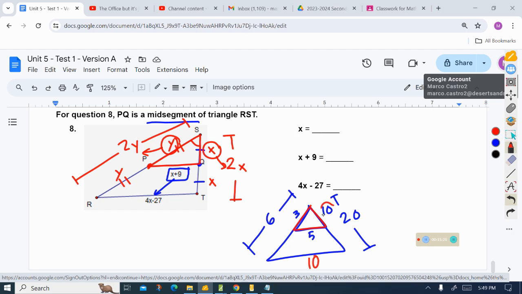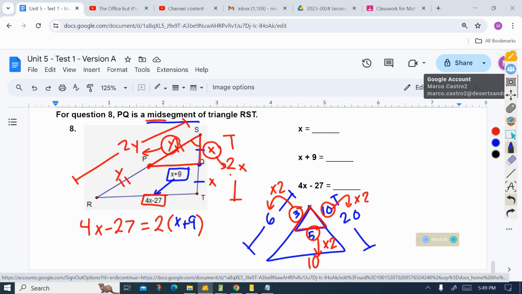All right, so I hope you guys can see, right? 10 times 2 is 20. 3 times 2 is 6, right? And 5 times 2 is 10. So the idea of a mid-segment is what helps us figure out that we have this value of 2 here. Okay, so what this really tells us is that this outside number, 4x minus 27, is equal to 2 times the smaller side, the one that's inside. In this case, the blue part, right? That's x plus 9.